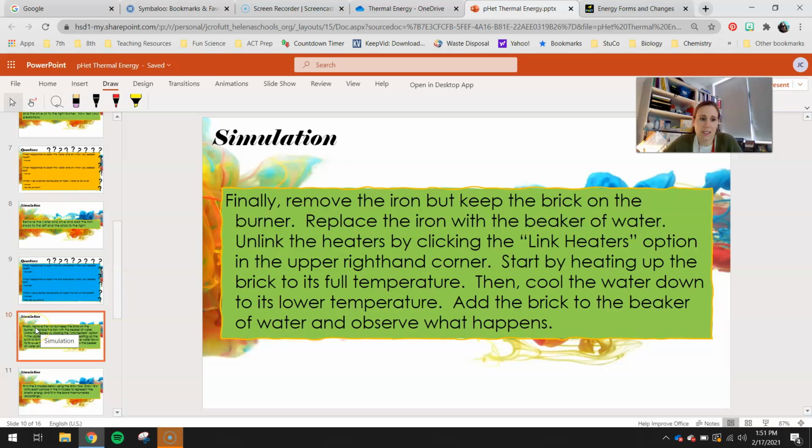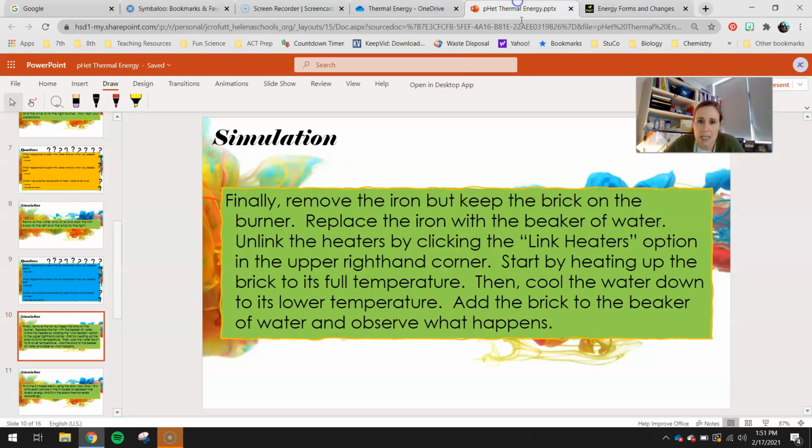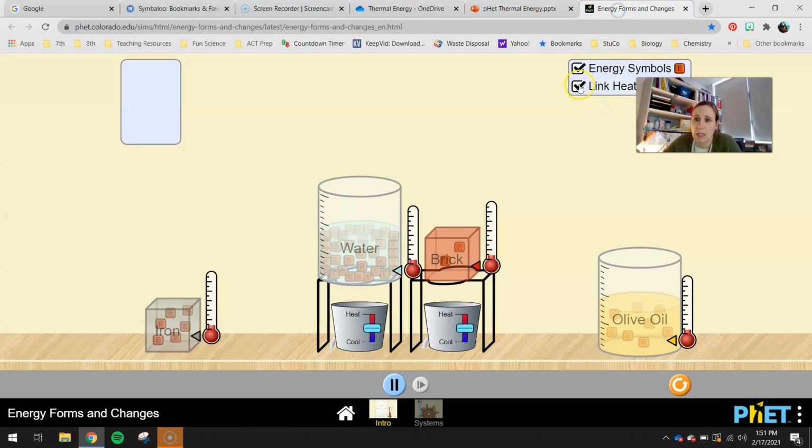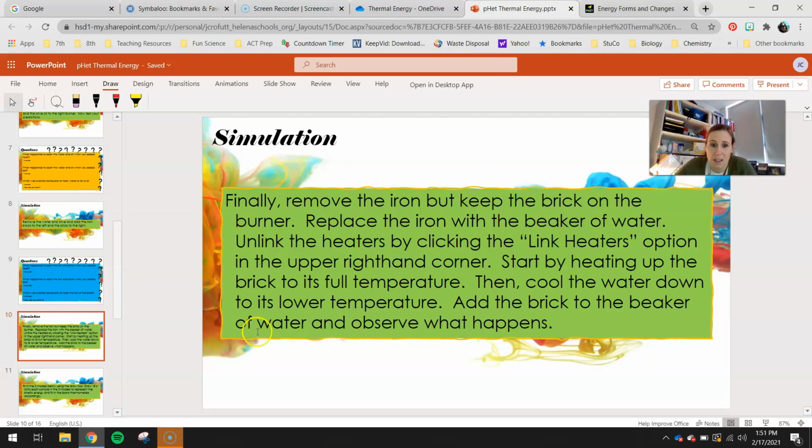Okay, last little part of the sim. So finally remove the iron, but keep the brick on the burner. So brick's on. We're going to put water up there instead. Replace the iron with the beaker of water. Unlink the heaters by clicking link heater. So basically, we're going to unclick this here. That's going to allow us to change the water in one way and the brick in another.